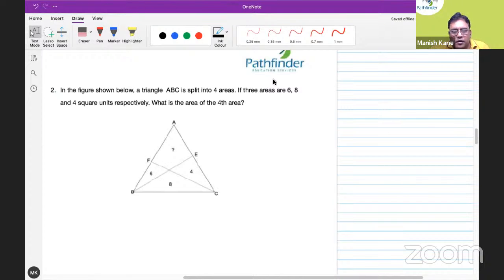Okay. No, they are not the midpoints. In this question, they are not midpoints. So, Anushka, is that clear? Atharva, is that clear?